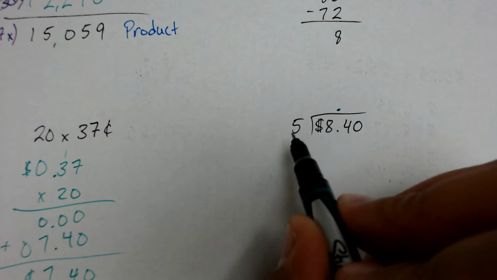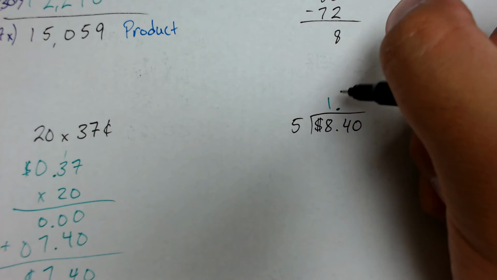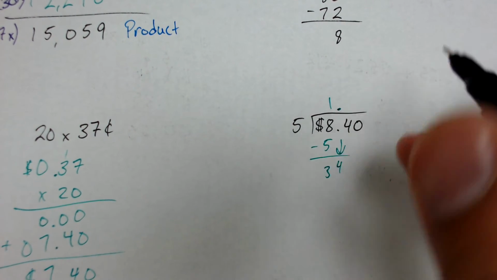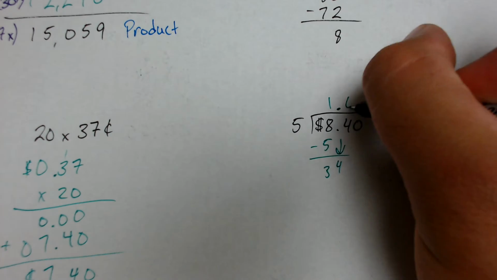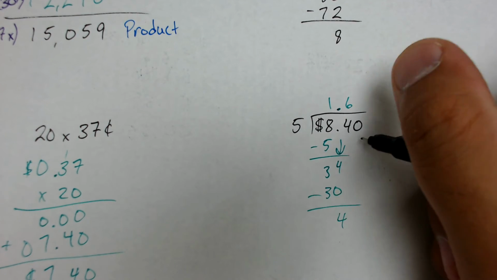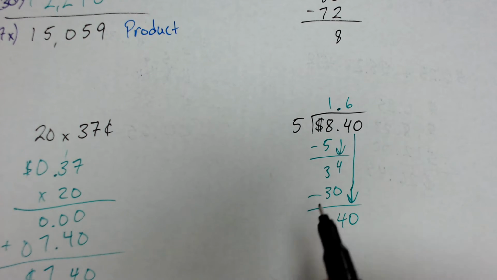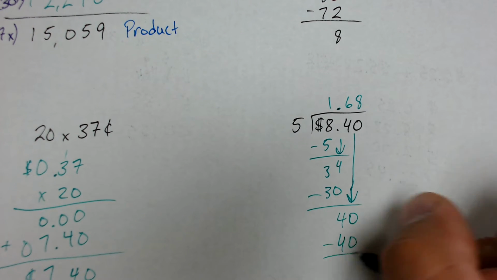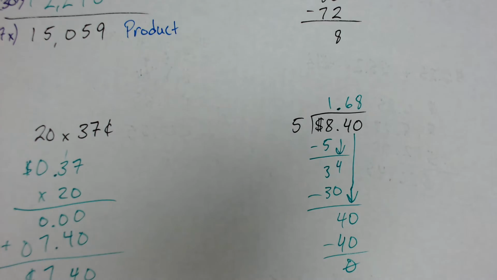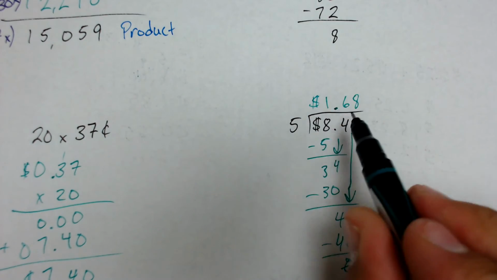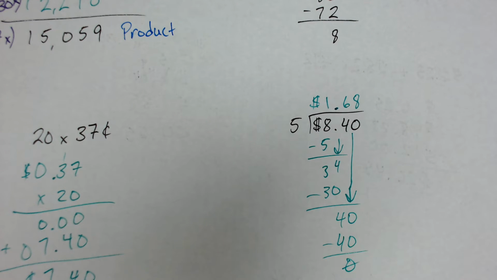All right. So 5 goes into 8 one time. That gives me 5. Left over of 3. Bring down the 4. 5 goes into 34 6 times. 6 times 5 gives me 30. Subtract. I'm left with 4. Bring down the last number. 5 goes into 40 8 times. 8 times 5 is 40. Subtract. I've got a remainder of 0, which I do not need to write. And my answer is now $1.68. All right, so that's multiplication and division with dollar signs.